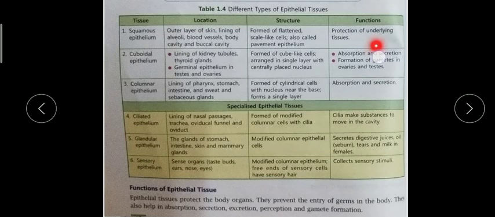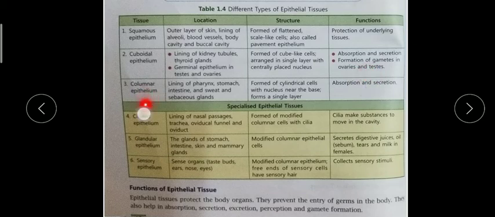Squamous epithelium, they protect. Cuboidal epithelium, they are cube like in shape. They help in the absorption and secretion of nutrients, and they also form the gametes. Female gametes are formed in the ovary, present in the female, and testes are present in the male. So it helps in gamete formation, male gametes and female gametes.